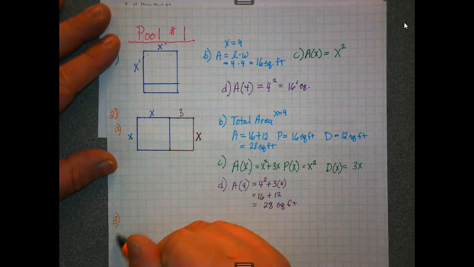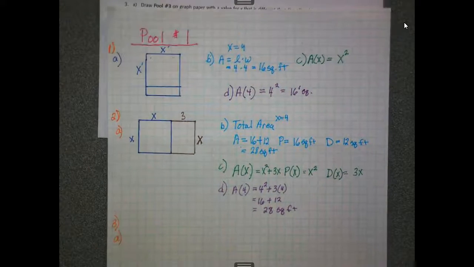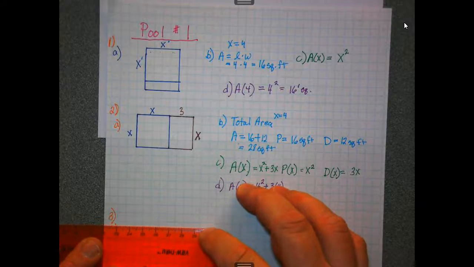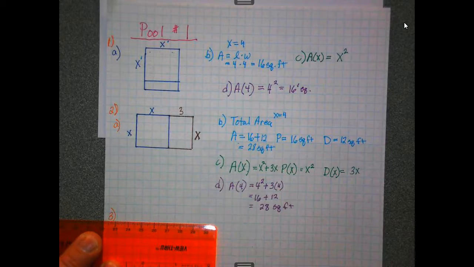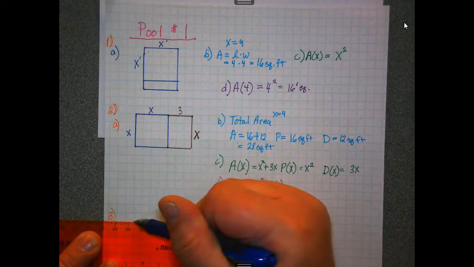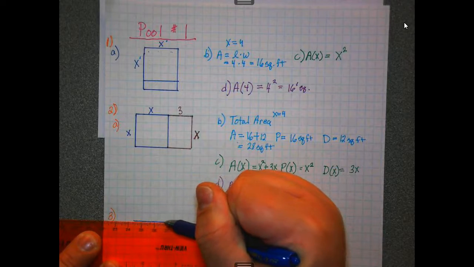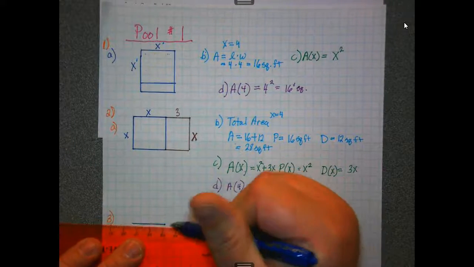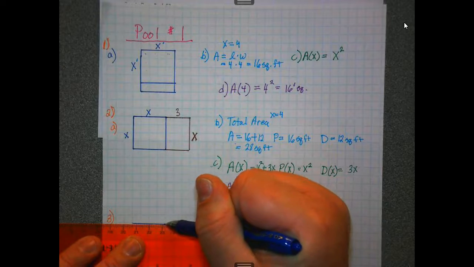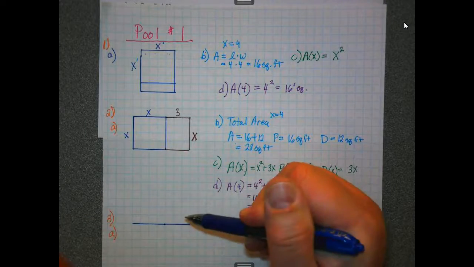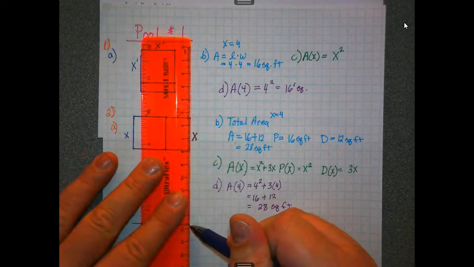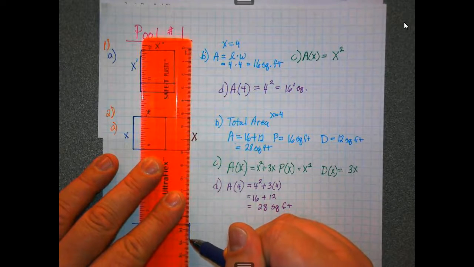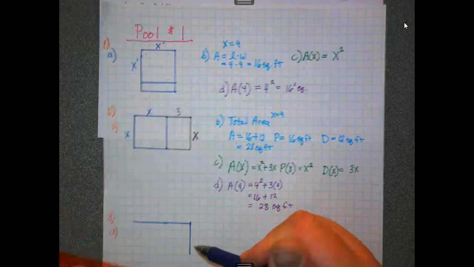Okay, 3A. I have to draw my pool, 4 by 4. One, two, three, 4. And my deck. Might as well draw my deck. 1, 2, 3. 1, 2, 3, 4.